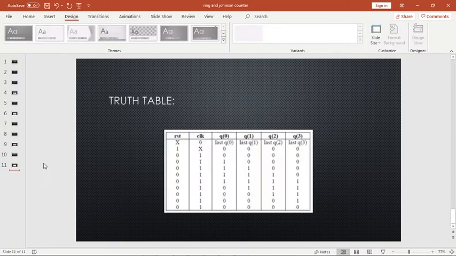Let us look into the truth table. Here we get only one output in the first clock pulse, and the output number keeps increasing during the consecutive clock pulses, and it proceeds in the reverse order after reaching a maximum of outputs.